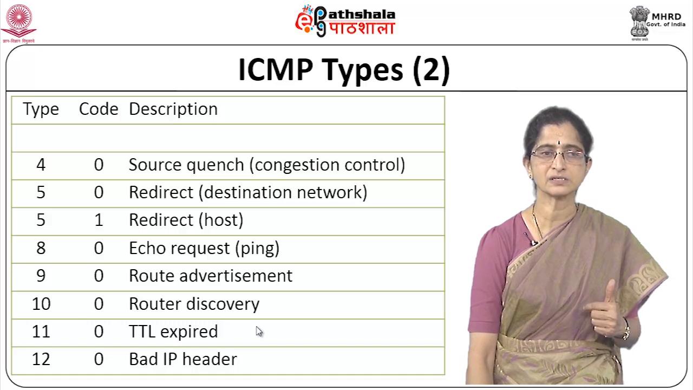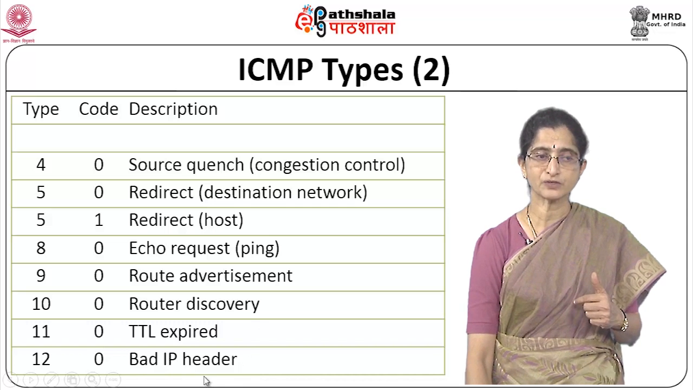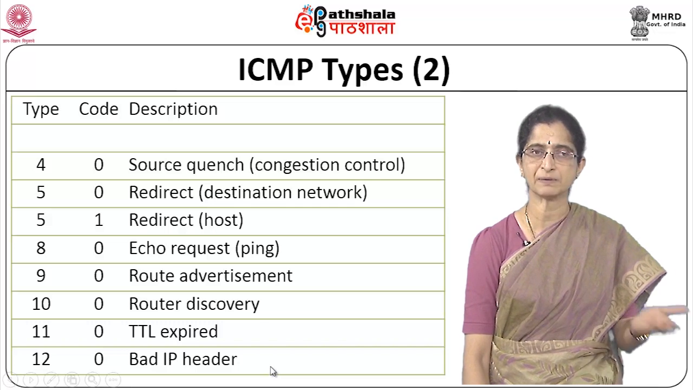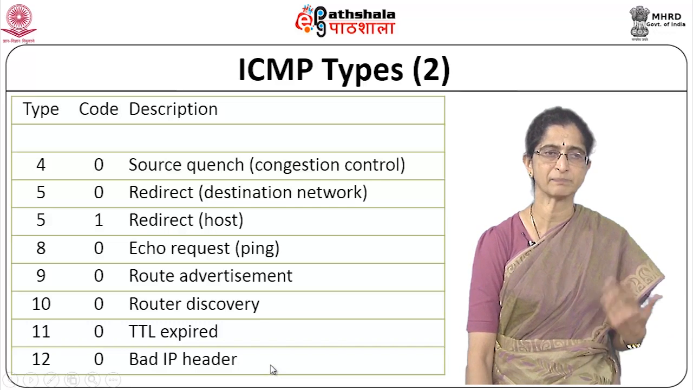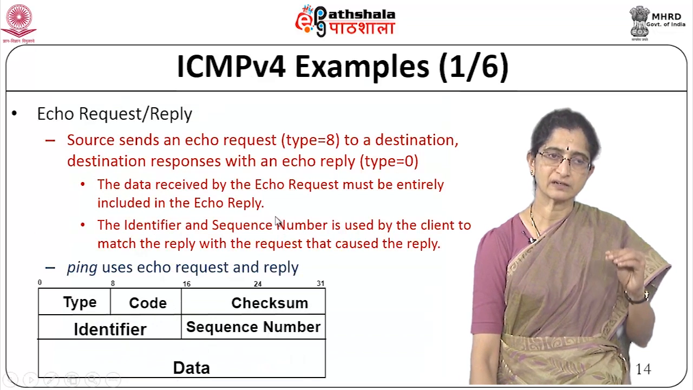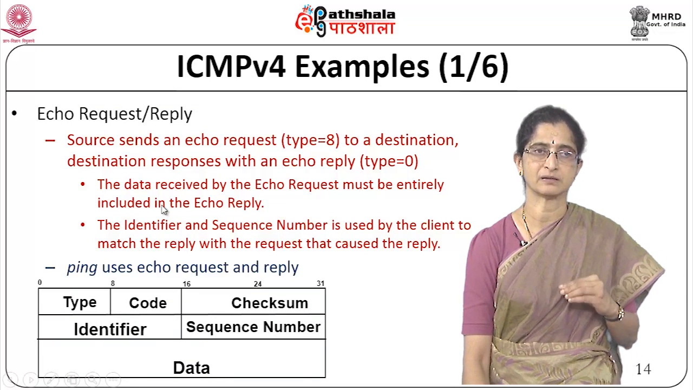Okay, so these are the various things that we have. Of course, the last one that we have is a bad IP header, which means some parameter has gone wrong, right? Something is wrong with the IP header, so then a bad IP header message is sent. Okay. So we'll just take the details of some of these messages that we have.